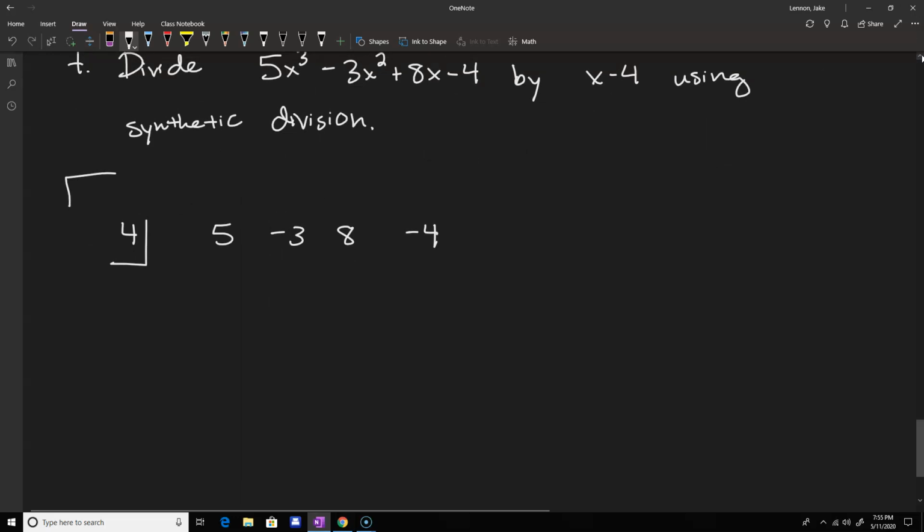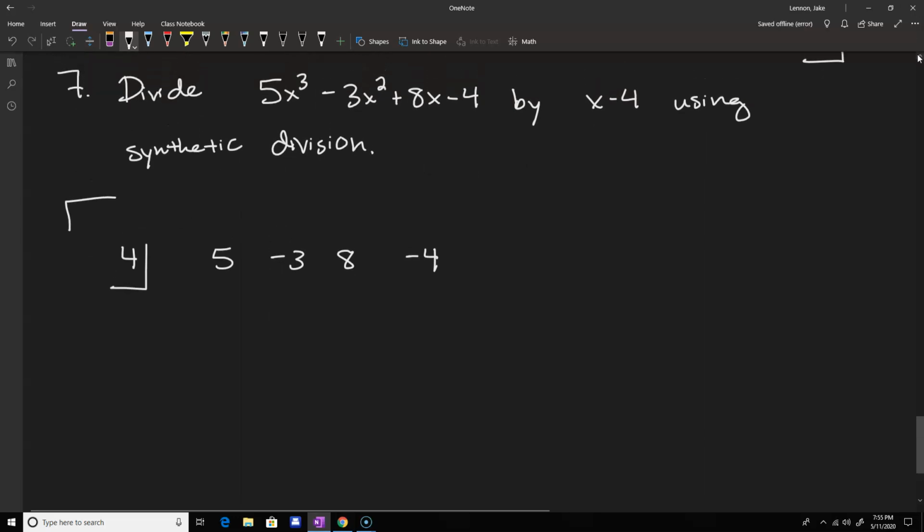Like if you had x to the 5th and then you had x squared as your next term, then you'd have to account for some zeros for the x to the 4th and x to the 3rd terms that were not appearing. But that's not happening here. So the way synthetic division works is we first drop this 5 down, then we multiply 5 by the 4 up in the corner to get 20.